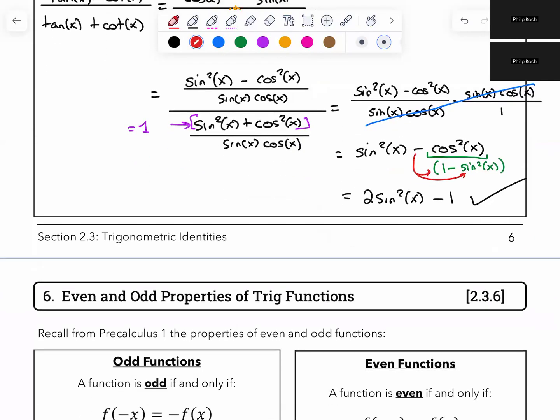Okay. Next thing, did anybody go over even and odd in their 126 classes? I'm curious, because I don't teach it anymore. It's not important.